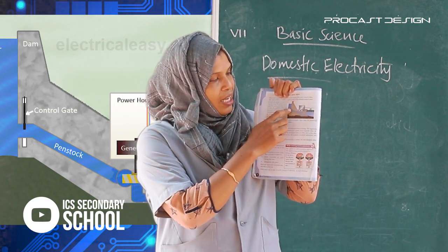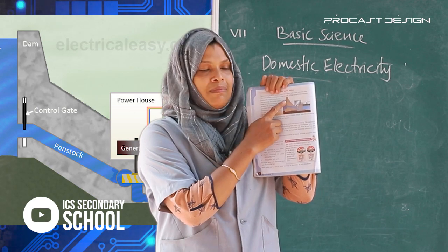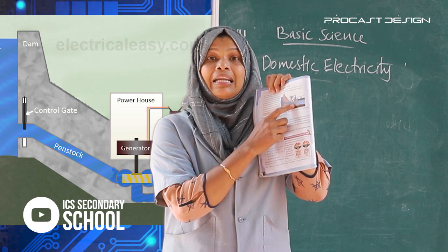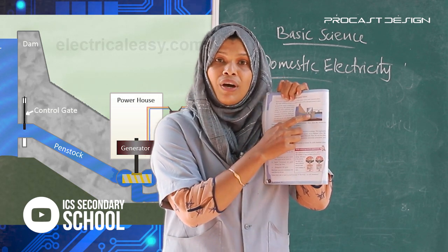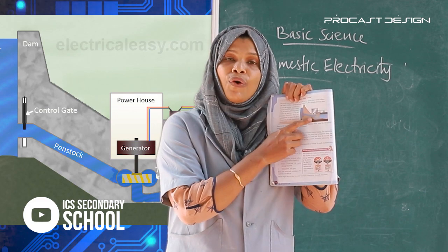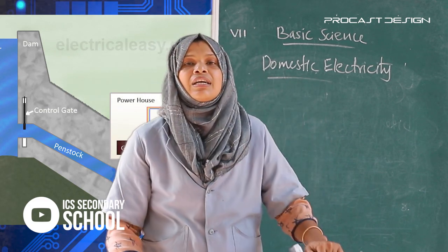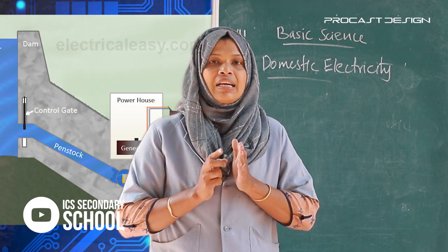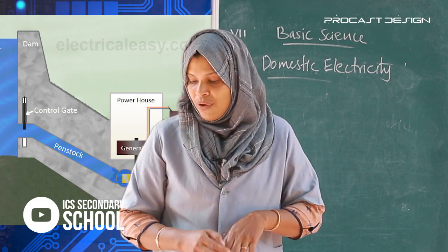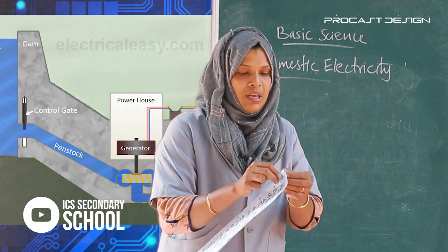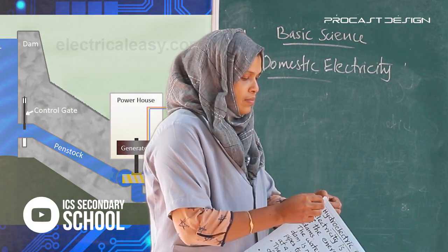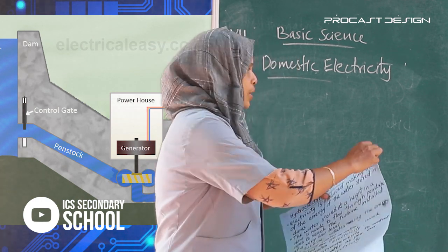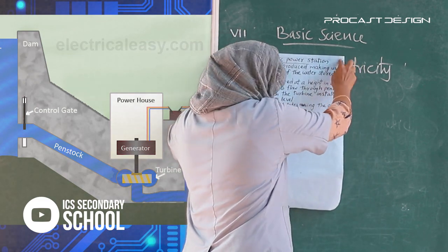First, water is stored at height in dams and flows through the penstock and reaches the turbines, and the turbines rotate due to the flow of water. And due to the rotation of the turbines, the generator works, and that leads to the production of electricity. See here. Hydroelectric power station.